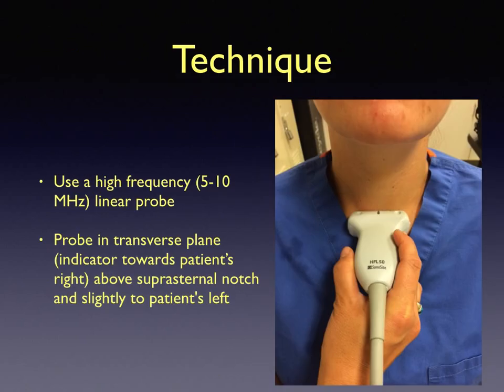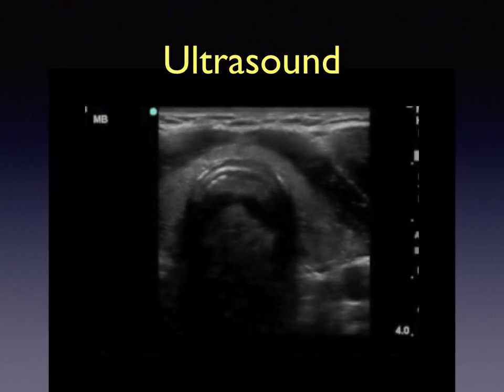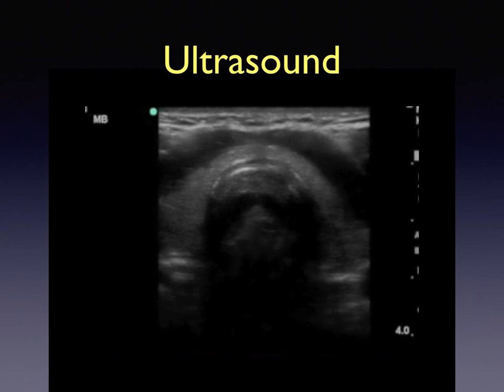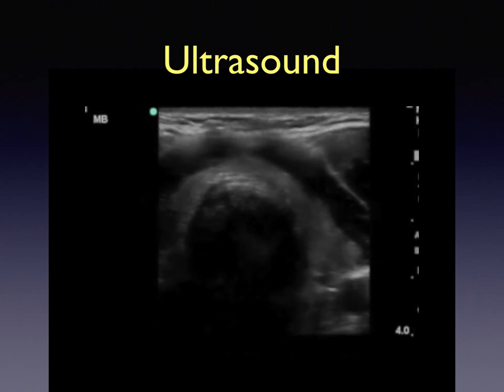A high-frequency linear probe should be used for this procedure. The indicator on the probe points towards the patient's right. The probe is placed anteriorly in the transverse orientation on the patient's neck at a level just superior to the suprasternal notch. Ideally, the probe should be placed on the patient during the procedure in real time.